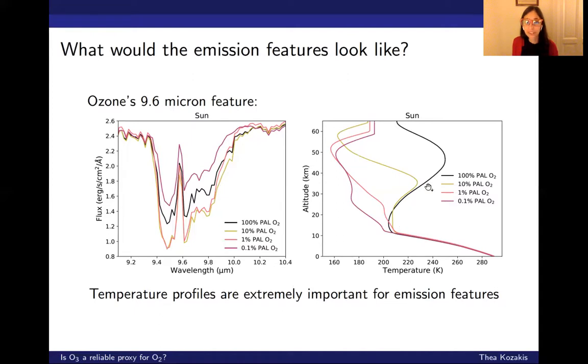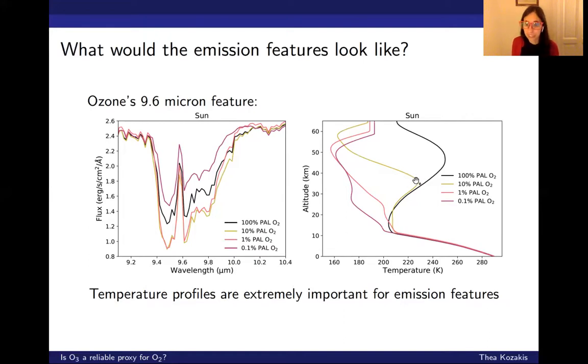So here for these models, we see the temperature profiles. And what's particularly interesting about ozone, if you're thinking about emission features, is that ozone is the molecule that's really responsible for stratospheric heating. So the more ozone we have, the more stratospheric heating we have. But unfortunately, that means that even though there could be more ozone, say if you look at the 10% case here versus the 1% case, there's more ozone at 10%, but that means the stratosphere is much hotter.